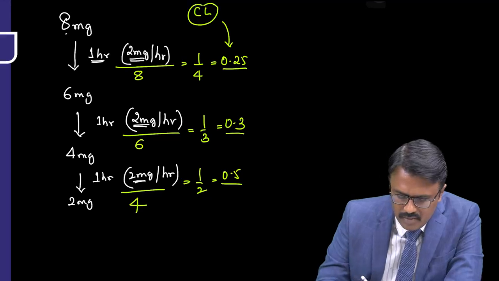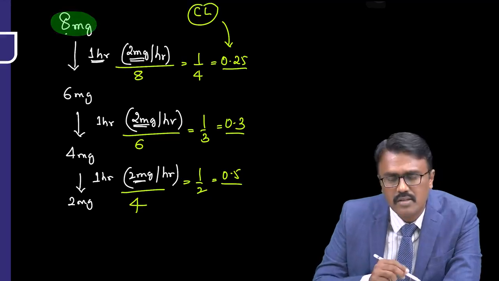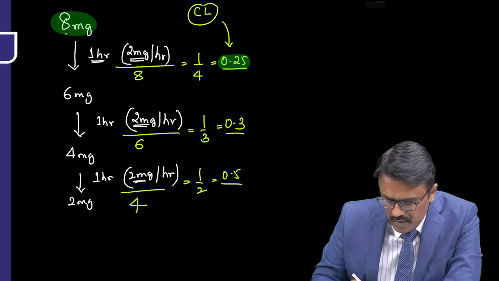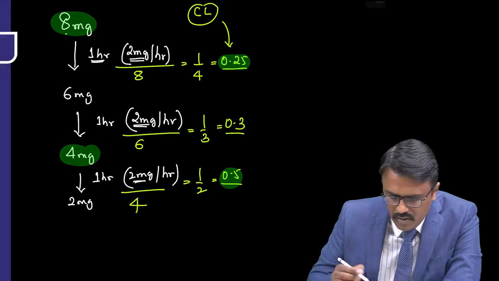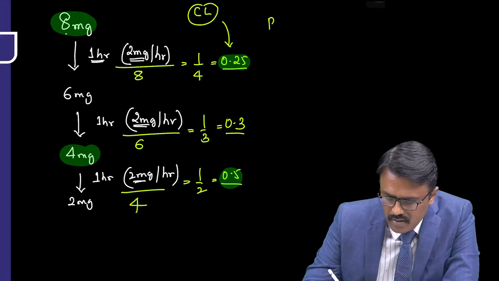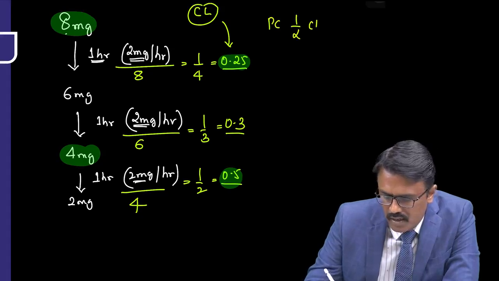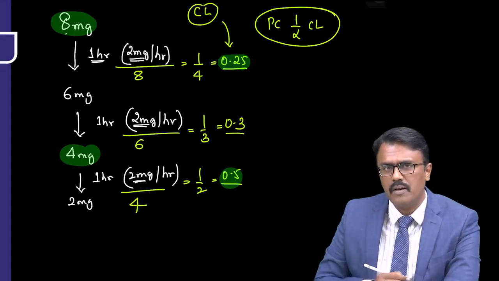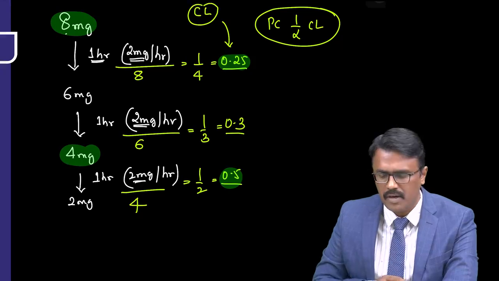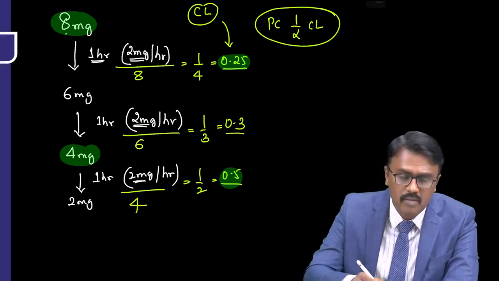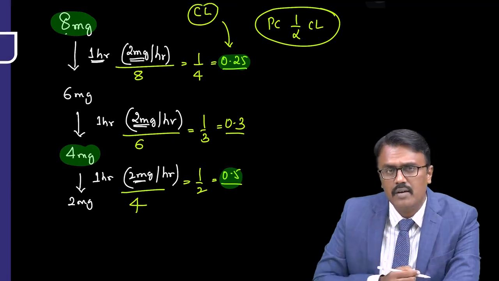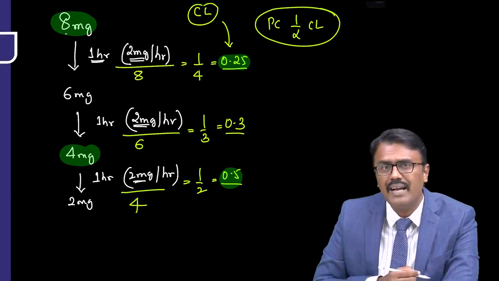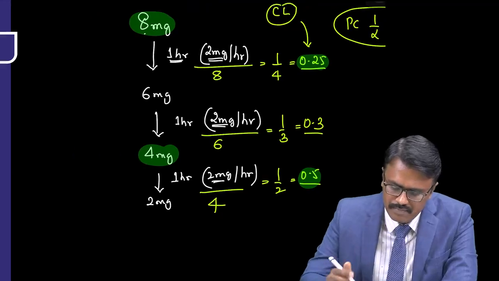Now how variable? If the plasma concentration is more, the drug concentration is more, clearance is low. If it is less, clearance is high. So can I write plasma concentration is inversely proportional to clearance? They are not directly proportional. So clearance is variable. That means if you give the drug more and more, the drug accumulates and it is not going to get cleared out.